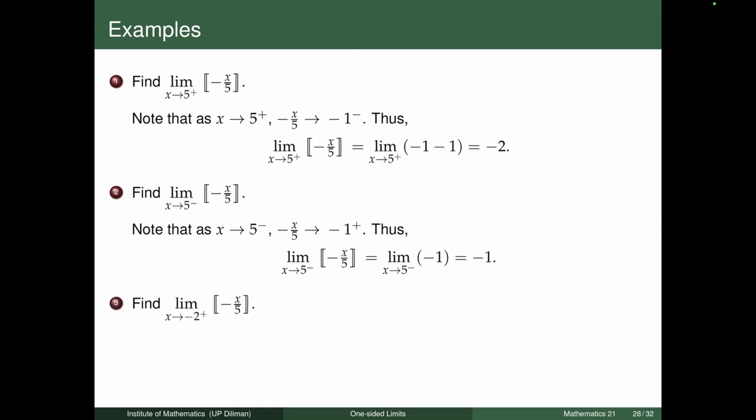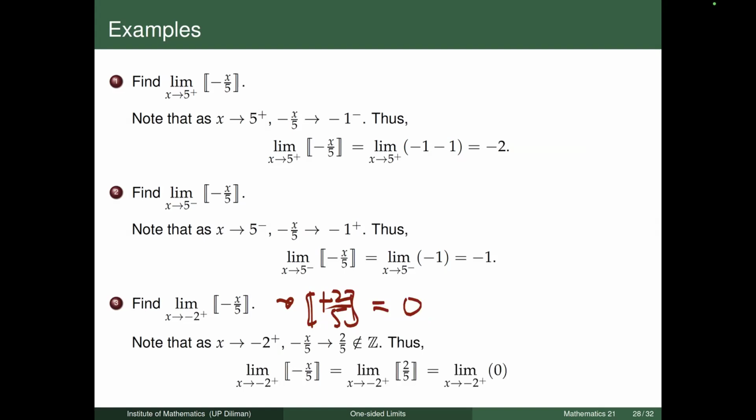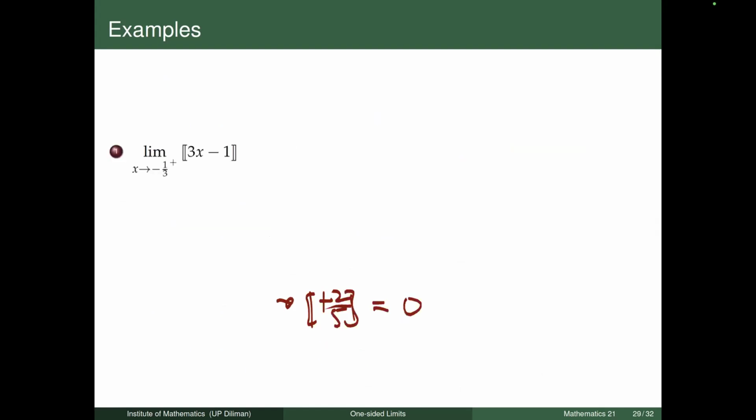How about as x approaches negative 2 from the right? So let's check first. What will be its value? When you replace x by negative 2, you get the GIF of negative of negative 2 over 5, which becomes positive 2 over 5. The GIF of this is just 0 because it is not an integer. Okay? So this is just 0. It's the integer closer to 2/5, which is 0. Okay? I hope that this is clear.